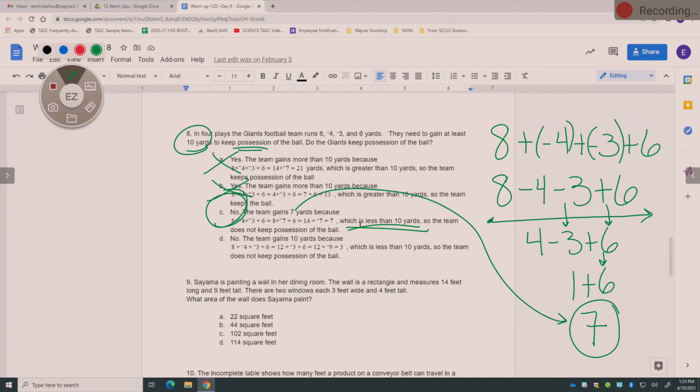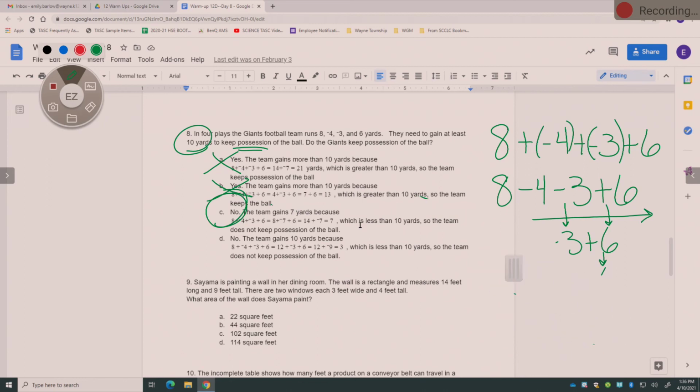Let you look at that. Remember to press pause if at any time you need to stop and write things down. And we're going to go on to number 9.